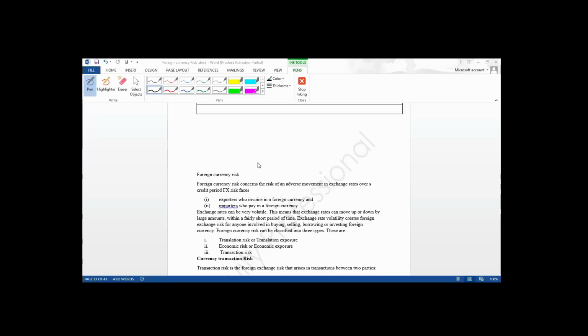Foreign currency risk can be classified into three. One, you have translation risk or translation exposure. You have economic risk or exposure. Then you have transaction risk. Let us explain these three. I will start with the third one.